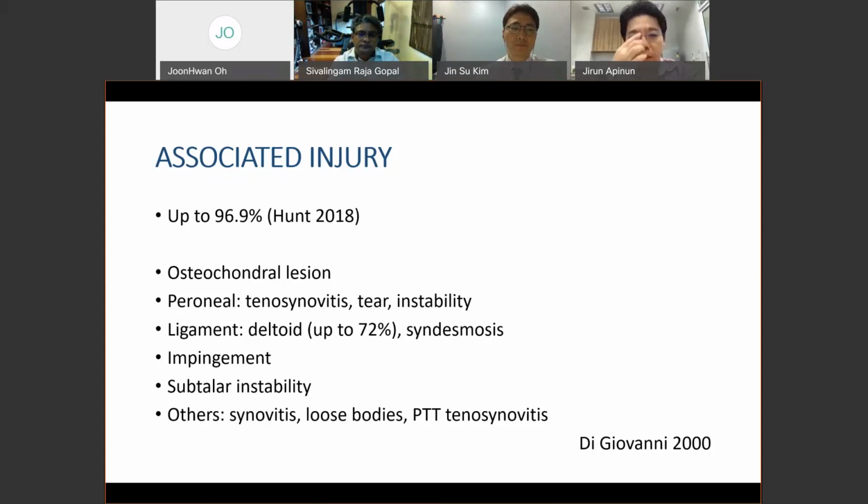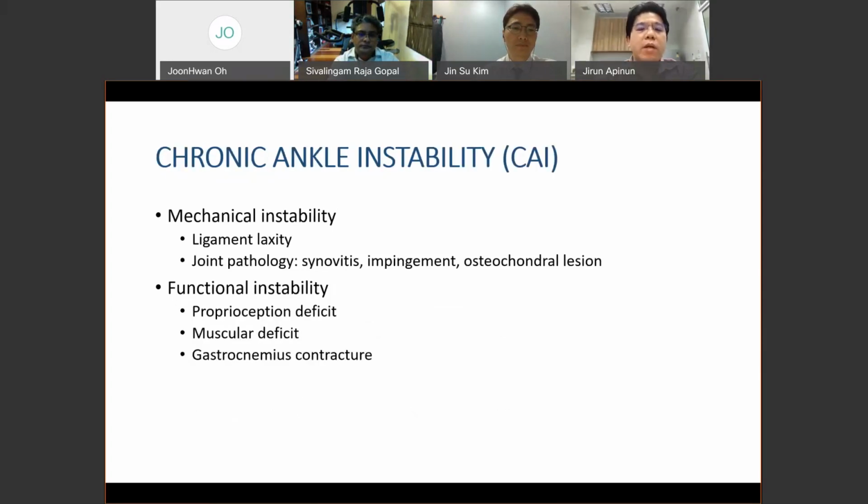Okay, next slide, please. The chronic unstable ankle can be divided into the mechanical one and the functional one. The mechanical one can result from laxity of the ligament or pathology of the joint, such as synovitis, impingement, or osteochondral lesion. The functional instabilities usually result from deficit of proprioception or muscle strength. Also, gastrocnemius contracture can play a role as well. Next slide, please.